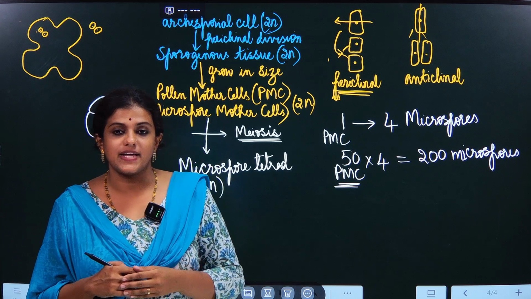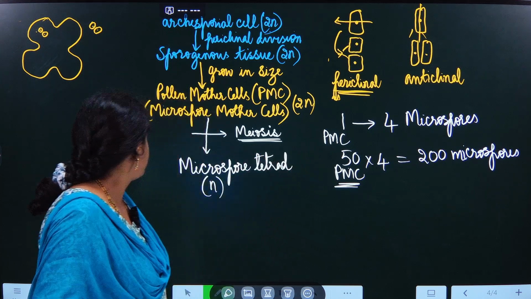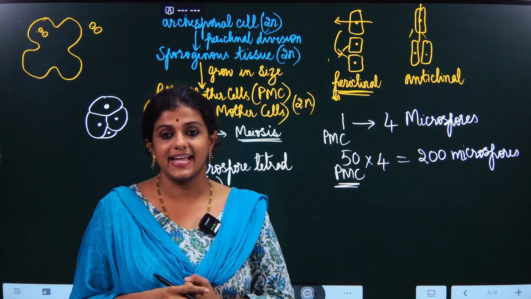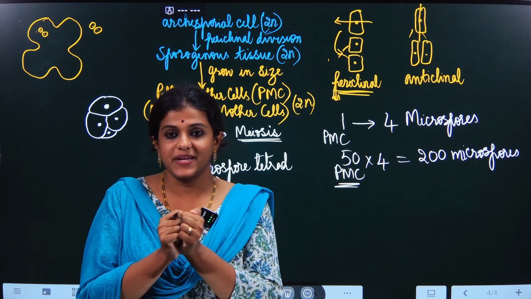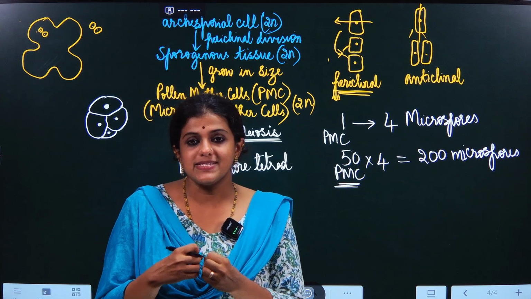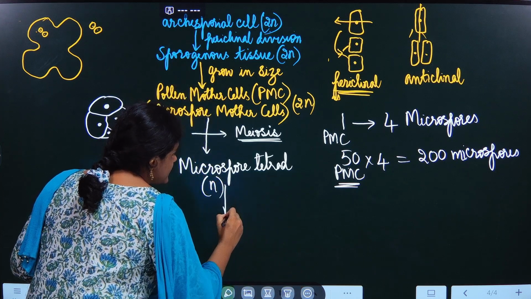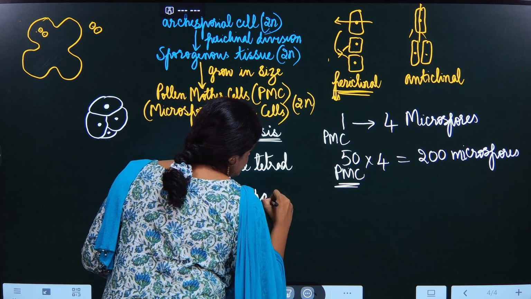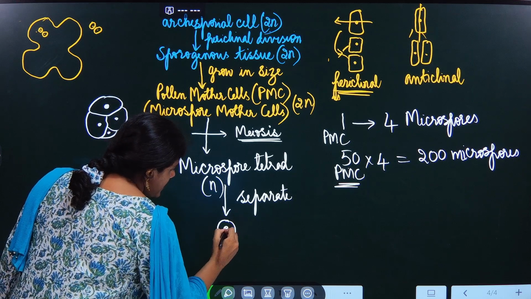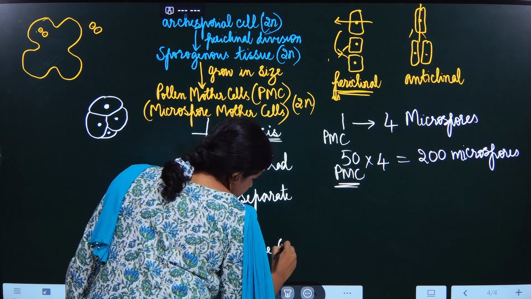But in the course of time, as anthers mature, more and more water is taken up by these microspores, and there will be dehydration happening inside the anther. Here they are attached together because of that water content, right? But as the anther matures, they dissociate, they get separated, and they will form microspores ultimately, which are n.